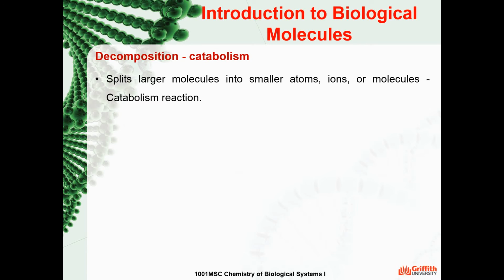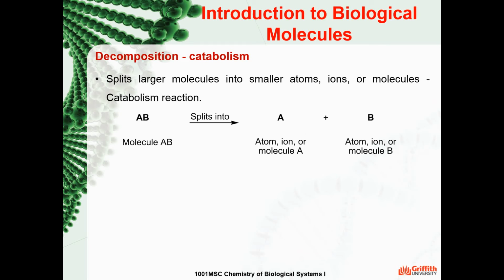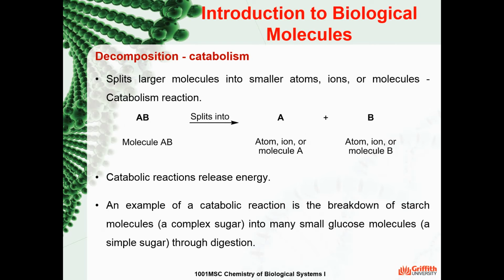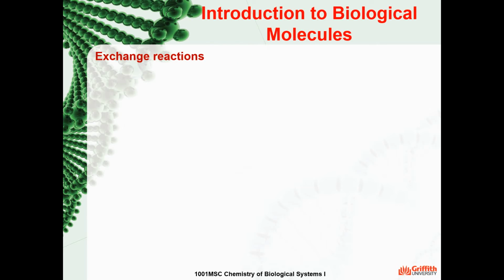Decomposition reactions are the opposite of synthesis. So, a large molecule splits into smaller parts, such as atoms, ions, or molecules. Sometimes it is called a catabolism reaction. We can express it as AB splits up into A plus B. Catabolism reactions generally release energy. For example, large carbohydrates like starch break into simpler sugar units and release energy in that process.